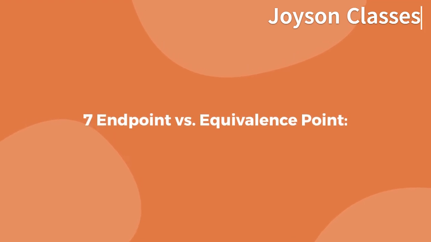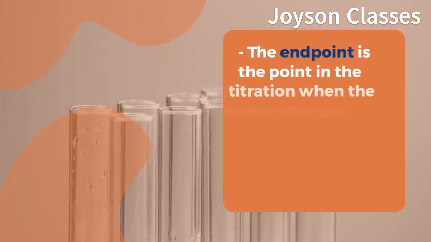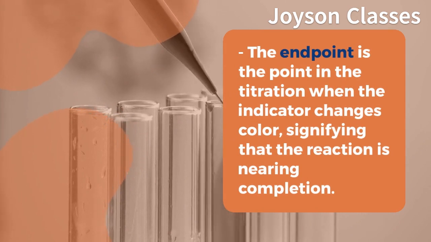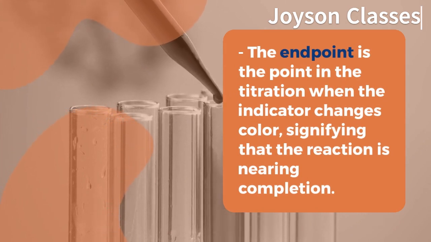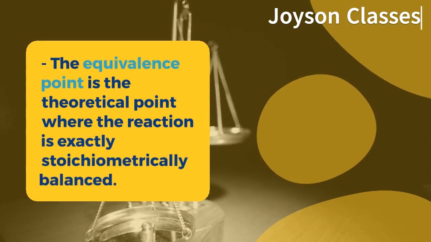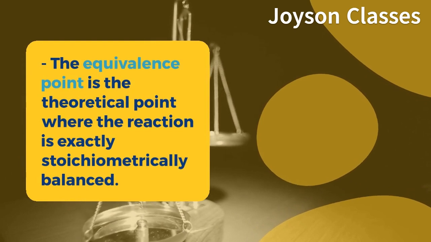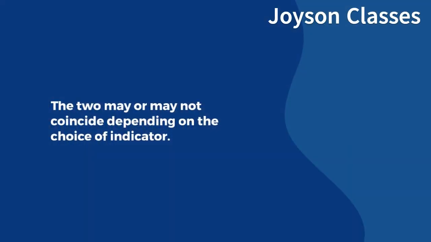7. Endpoint versus equivalence point. The endpoint is the point in the titration when the indicator changes color, signifying that the reaction is nearing completion. The equivalence point is the theoretical point where the reaction is exactly stoichiometrically balanced. The two may or may not coincide depending on the choice of indicator.